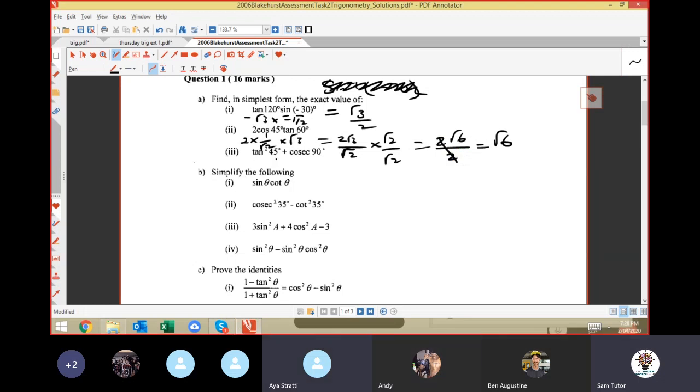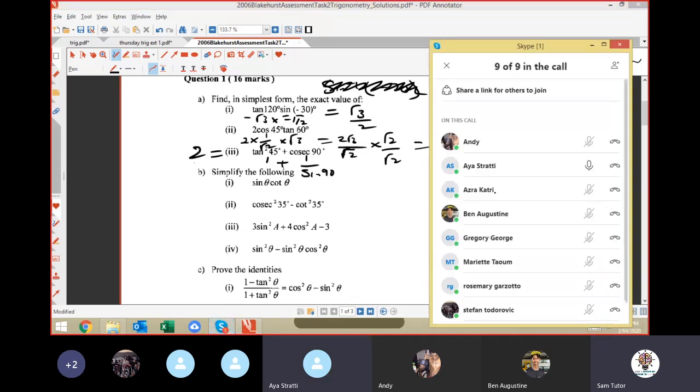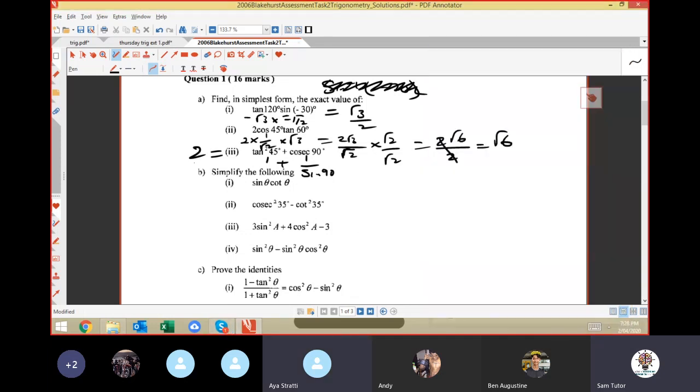Aya, next one. Will I just put that in as tan first? Tan, yes, so tan 45 becomes 1. 1 squared is just 1. Plus cosec. Cosec is 1 on sine, so that would just turn into 1 as well. Yep. And then what's sine 90? 1. So what's your final answer for this question? Thank you. Next. Azra. Sine theta, cot theta.